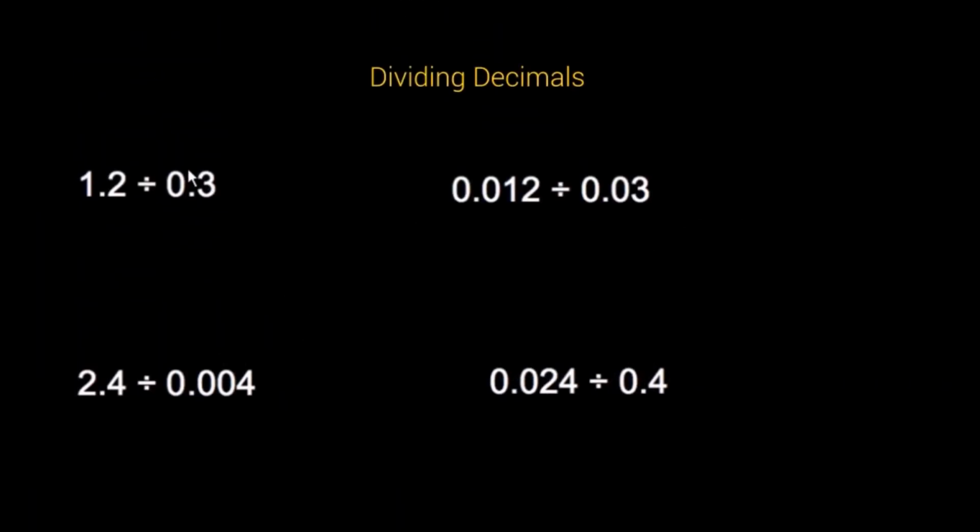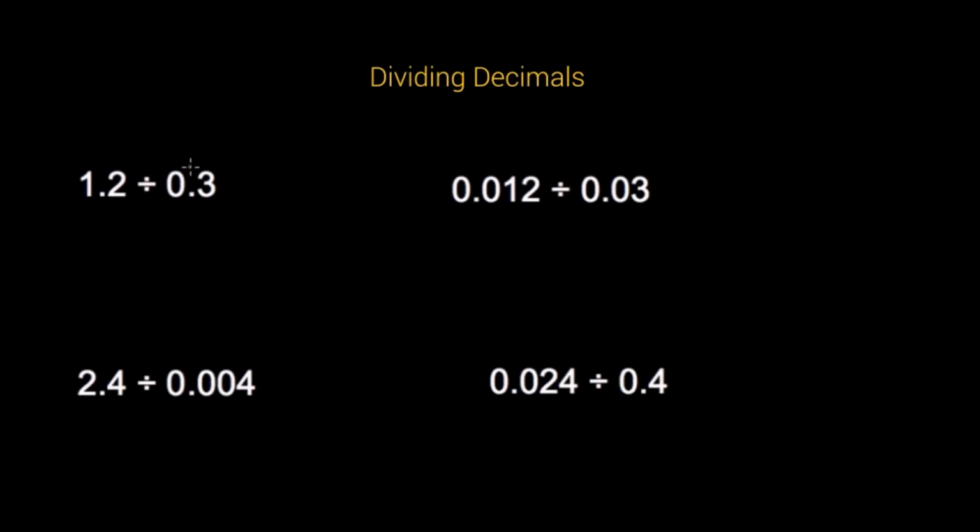Dividing any decimal number, whether it's a whole number or not a whole number, by a decimal number is very simple, because you never divide by a decimal. You change the decimal to a whole number before you start the division. So we have a look at 1.2 divided by 0.3.